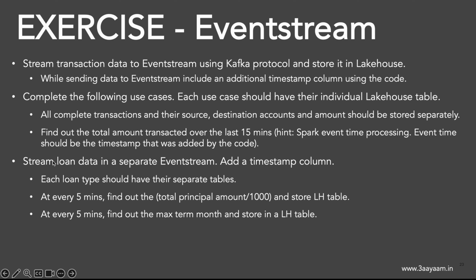Then in question number 3, you'll have to stream the loan data in a separate event stream, not the one that you're using for the first one. This would be a separate event stream, and you'll have to add a timestamp column for this one also. And each loan type should have its separate table. Either you can use the event stream transformations or you can use PySpark also, that is up to you.